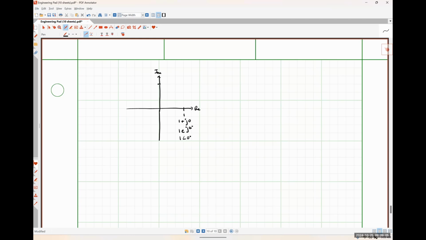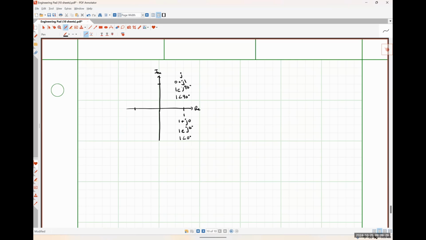If I go up 1 unit in the imaginary direction, what we would normally call j, in rectangular form is 0 plus j1. In exponential form, it's 1e to the j 90 degrees. And in polar form, it's 1 angle positive 90 degrees.